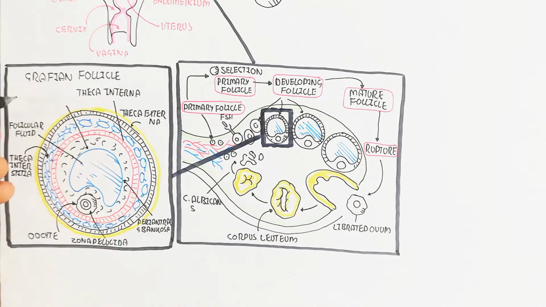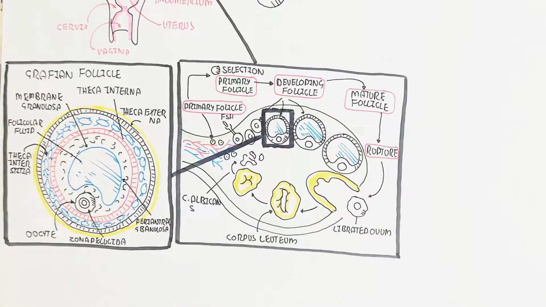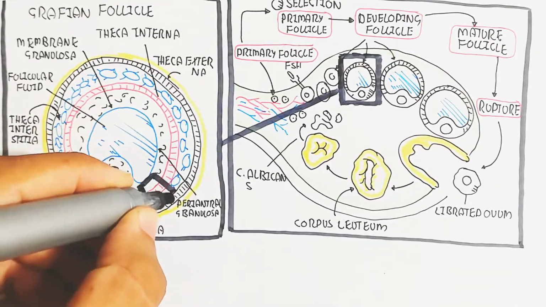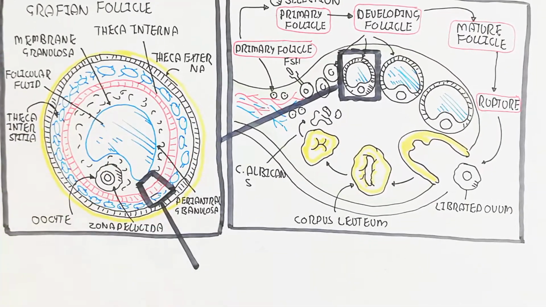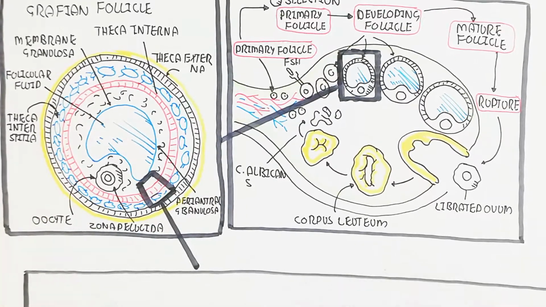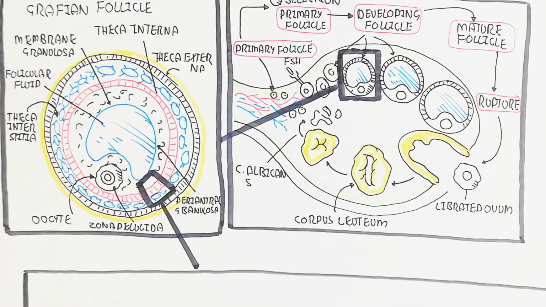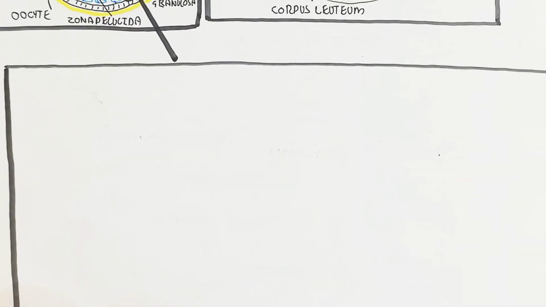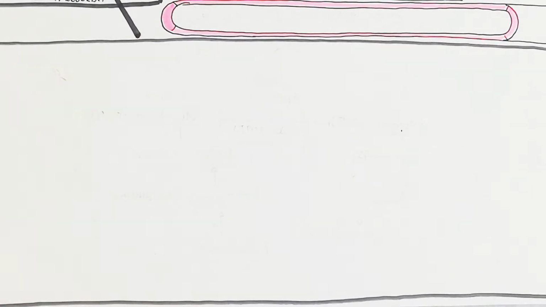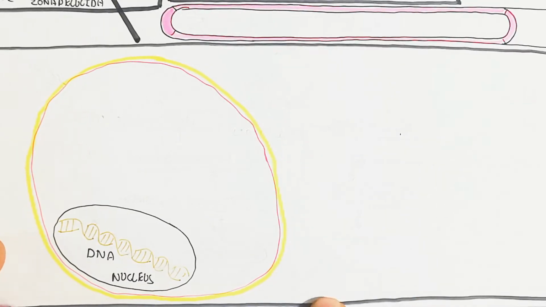Between the thecal externa and thecal interna, the blue color shows the theca interstitium, which contains thecal cells. So the thecal cells and the granulosa cells, the membrane of the granulosa is inside, wrapping around the follicular fluid. So in this way, first we will discuss the thecal cell.